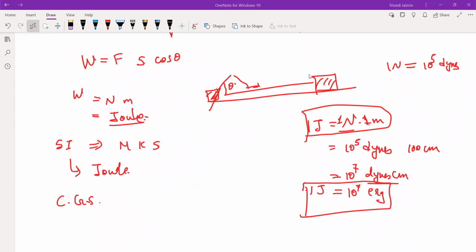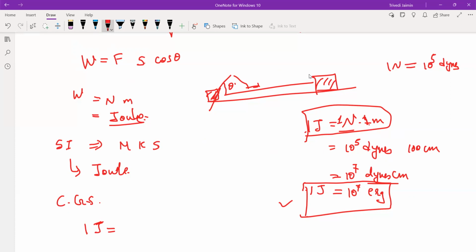So if we want a definition of 1 joule, how do we define 1 joule? When can we say there is a work done of 1 joule? I'm not talking about that, I'm talking about this. How to define 1 joule? What's 1 joule? When can I say there is a work done of 1 joule?